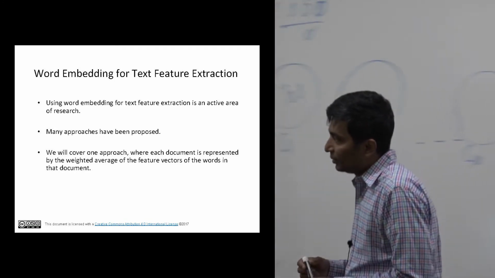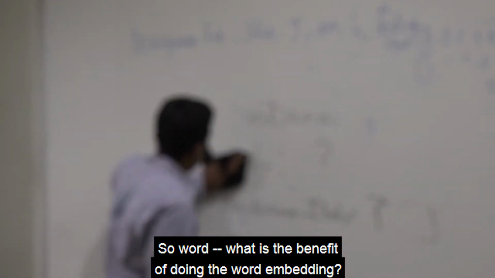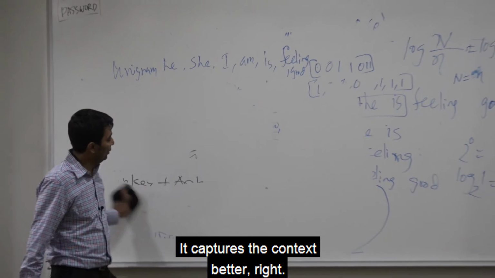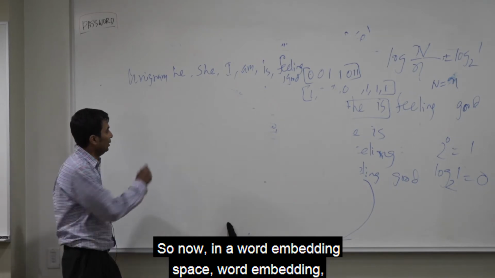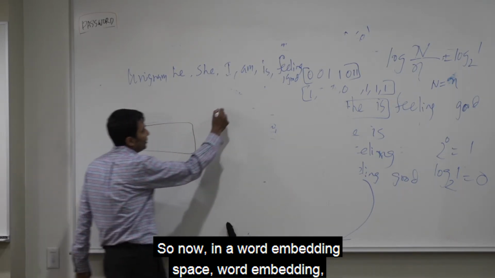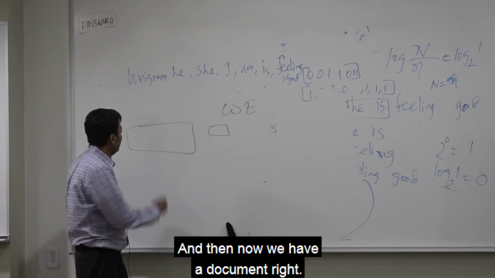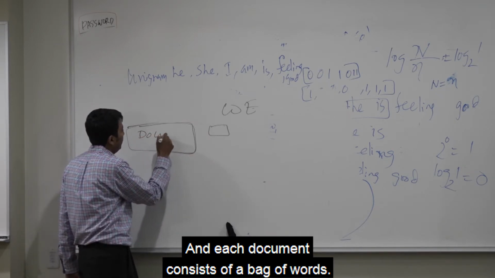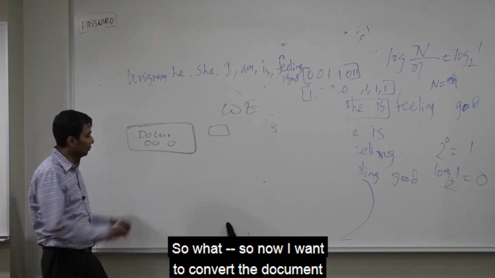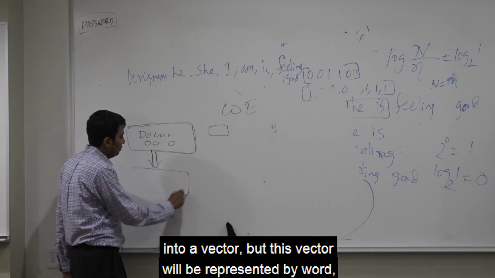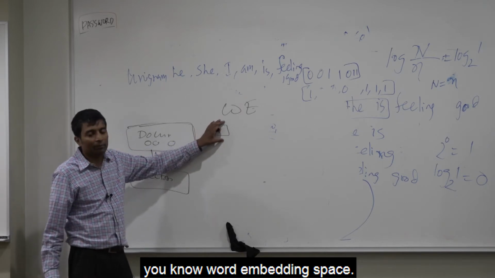Okay, the purpose is this. Now recall, what do you learn from word embedding? What is the benefit of doing word embedding? It captures the context better, right, as compared to bag of words representation. So in a word embedding space, each word will be represented as a vector. And then now we have a document, right? And each document consists of a bag of words. So now I want to convert the document into a vector, but this vector will be represented in a word embedding space.